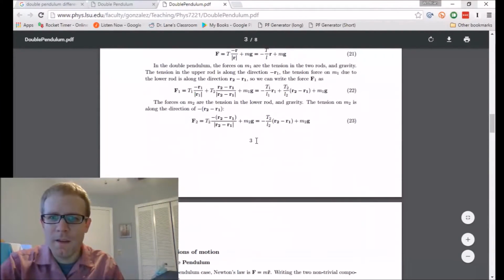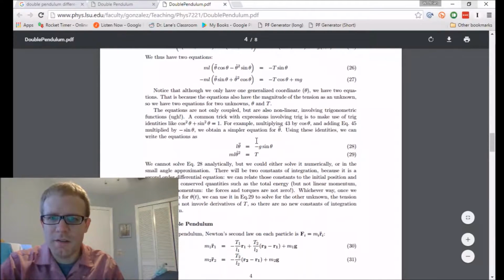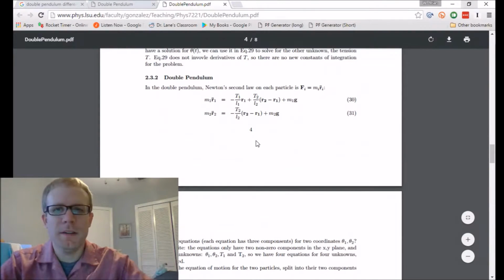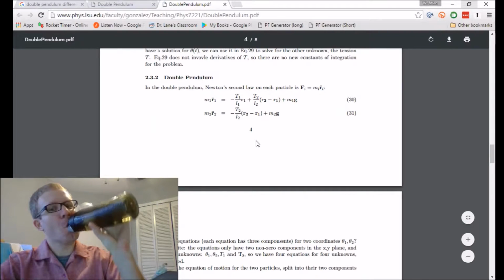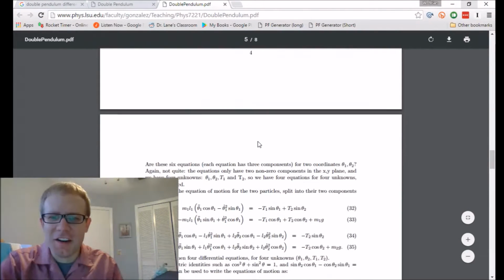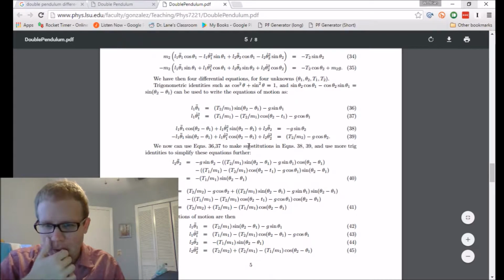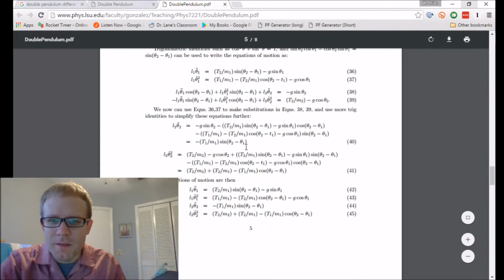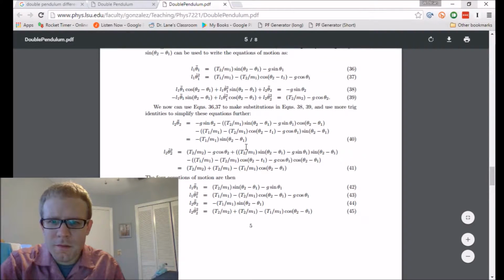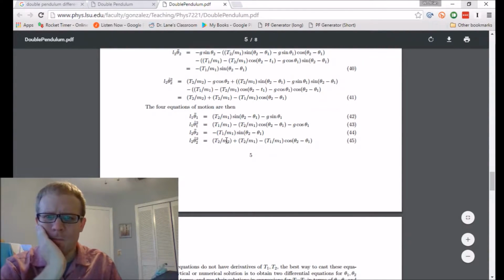All right. Oh, goodness. She's going into all the forces and everything. Double pendulum. Yes, please. Please tell me you're not going to do this with Newton's second law. Oh, goodness, you are. Wow. Oh, well, doesn't that make it easier?